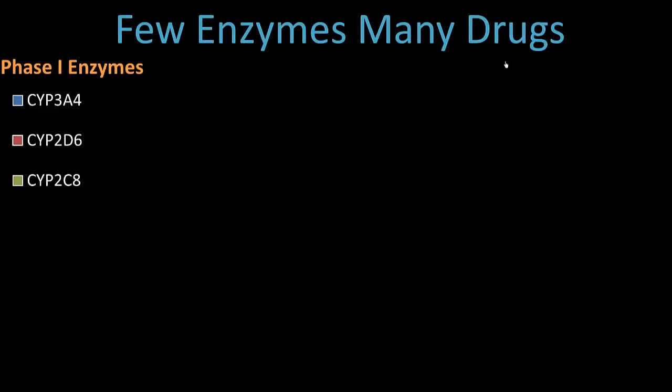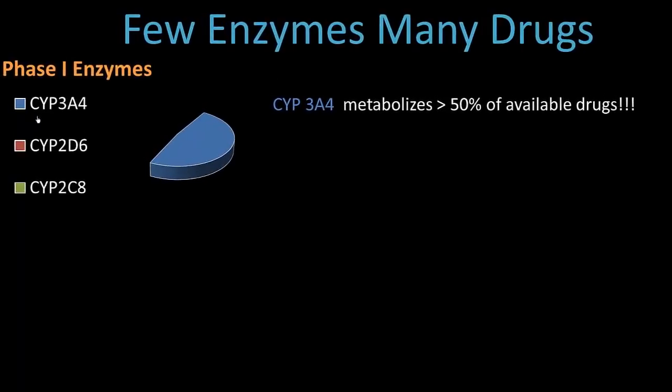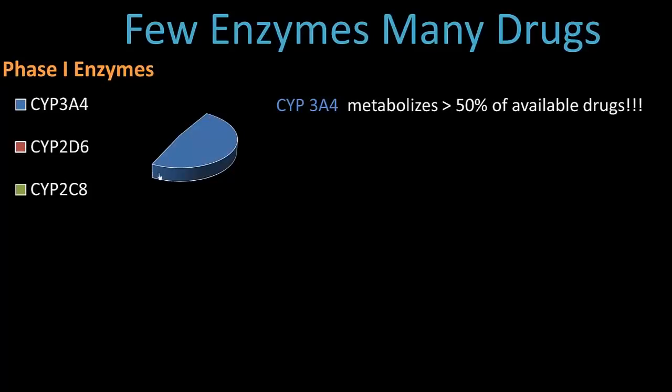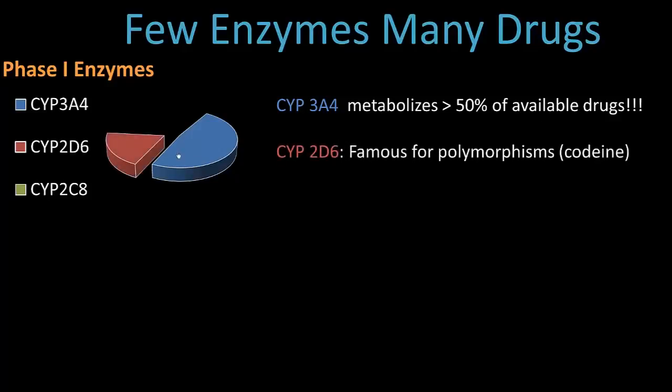I want you to just have an appreciation here. You don't have to really memorize too much. The first idea here is that the CYP3A4 enzyme, if this was a pie chart of the amount of drugs available now that are metabolizable, CYP3A4 metabolizes over 50% of available drugs. One of the other common CYP enzymes that metabolizes drugs is 2D6. Now CYP2D6 we've actually mentioned in the past because it's famous for polymorphisms. And by polymorphisms that means this enzyme can do different things depending on someone's genes.